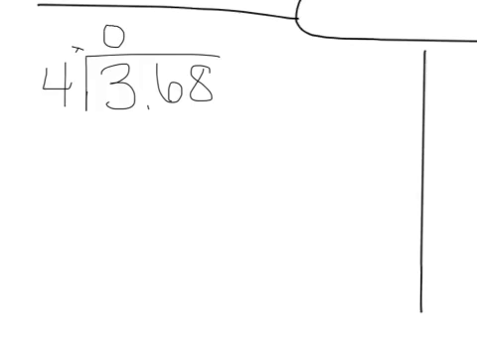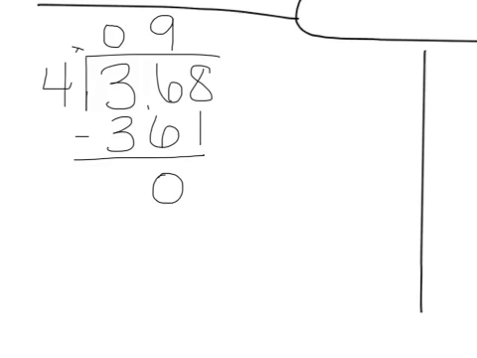Does 4 times anything go into 36? Well, yes, 4 times 9 goes into 36. So I put my 9 above the 6, representing that it goes into the number 36. 4 times 9 is 36. I subtract that and get 0. I still have the 8, so I bring it down.